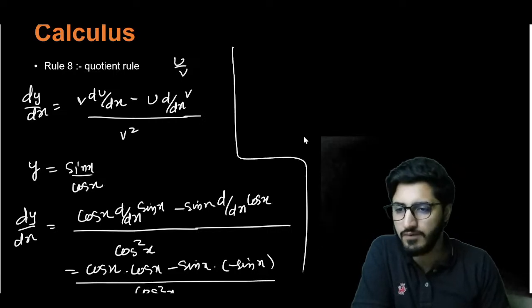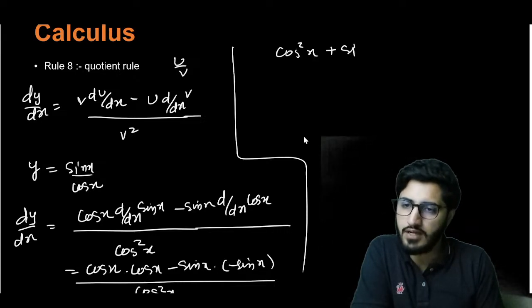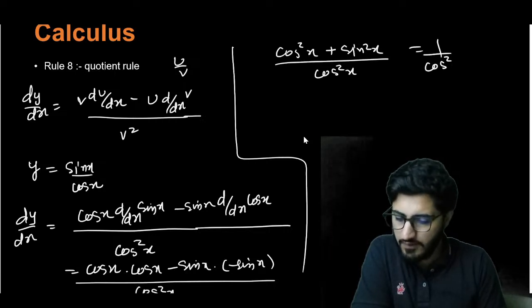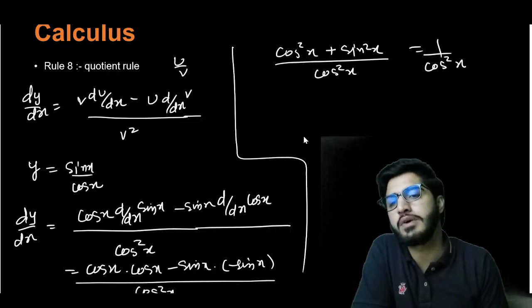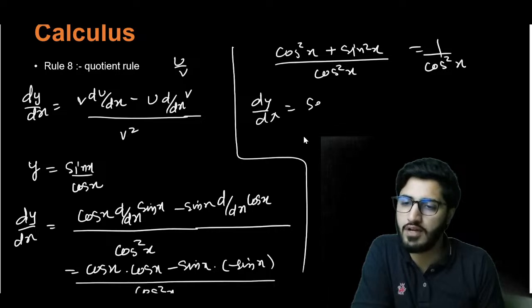Now I can write here: cos square x plus sine square x divided by cos square x. So it will become 1 divided by cos square x. And 1 divided by cos square x is sec square x. So my dy by dx came out to be sec square x.